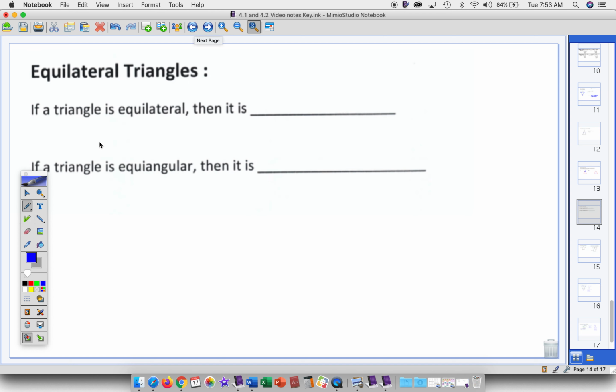Equilateral triangles. So if a triangle is equilateral, then it is also equiangular. So if it is equiangular, then it is equilateral. Which means this could be written as a biconditional.